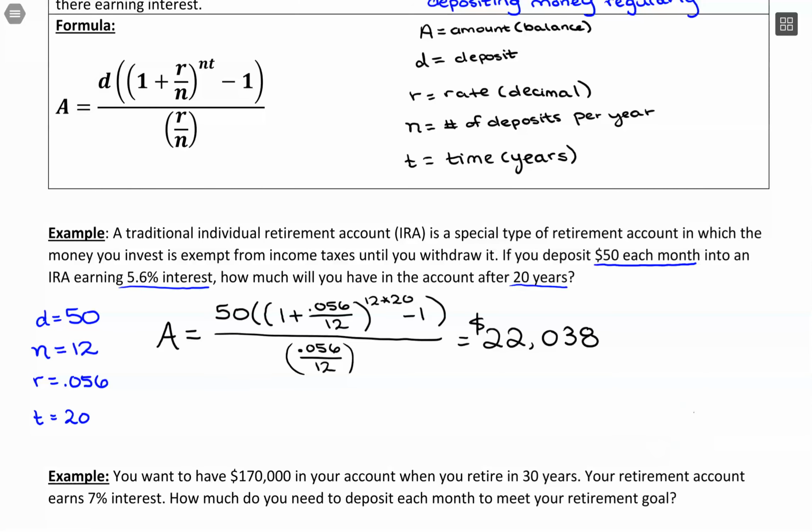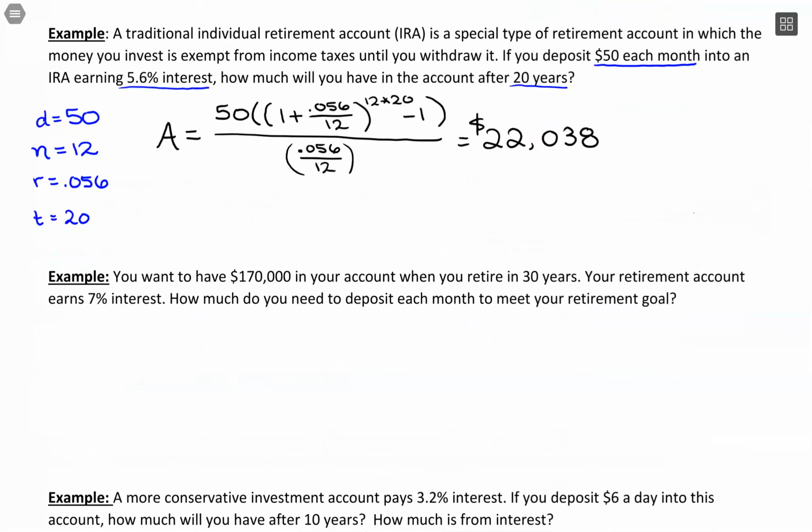Let's look at another form of problem where in this case it changes a little bit what we're going to solve for. So you want to have $170,000 in your account when you retire in 30 years. Your retirement account earns 7% interest. How much do you need to deposit each month to meet your retirement goal? So this question wants to know, what is D? How much do we need to put aside each month?